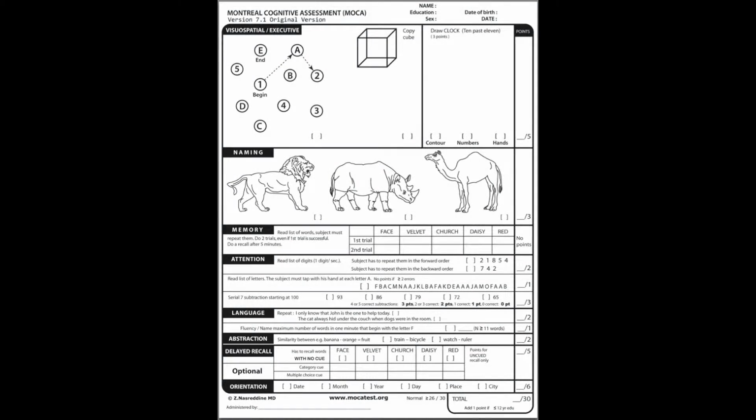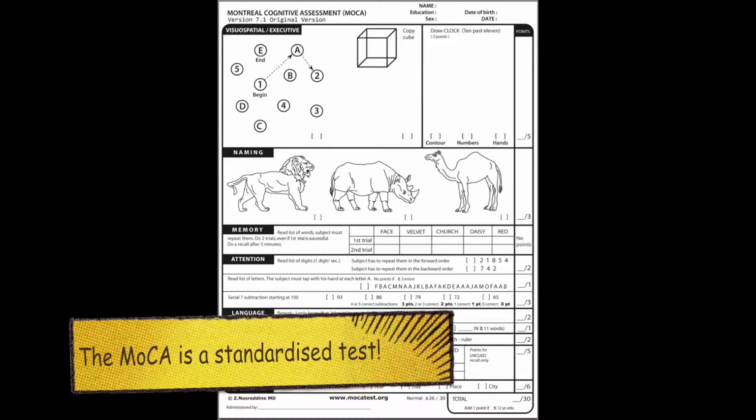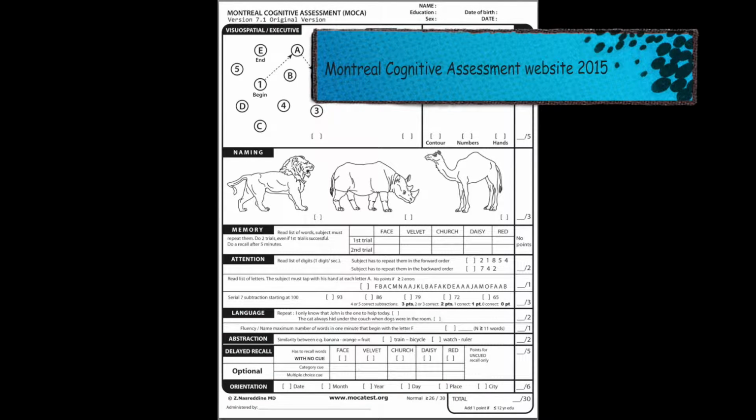The test is comprised of 8 sections encompassing visuospatial executive, naming, memory, attention, language, abstraction, delayed recall, with the option of orientation should the practitioner feel the need to test this area. The MoCA is a standardized test.